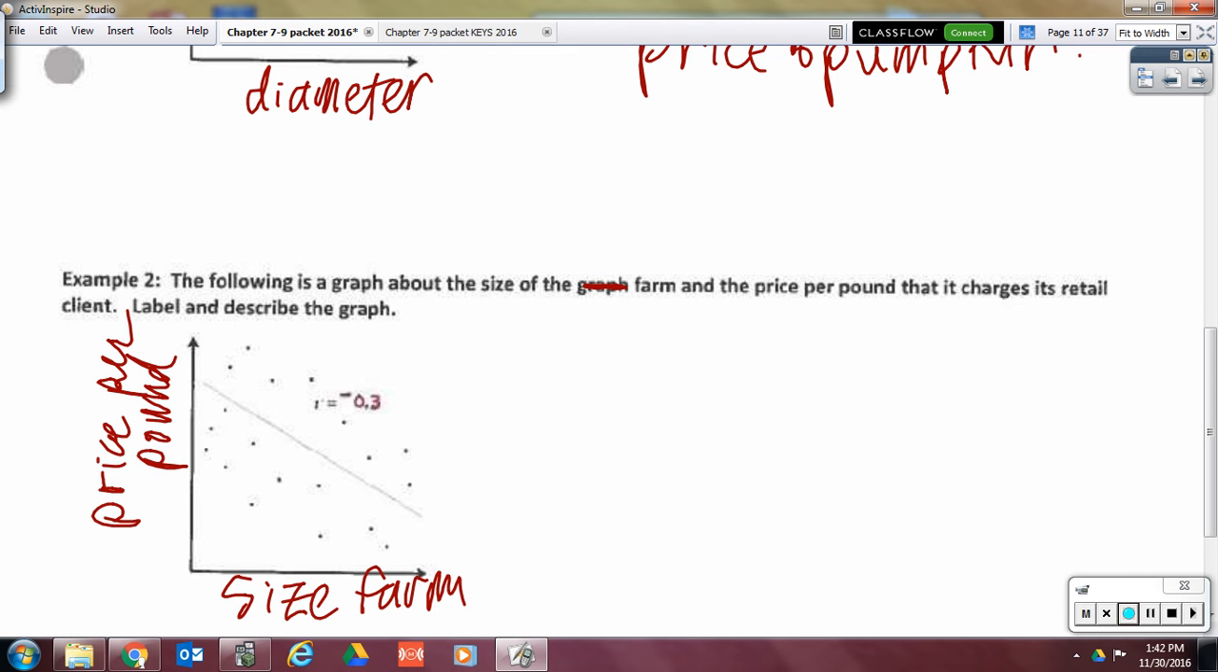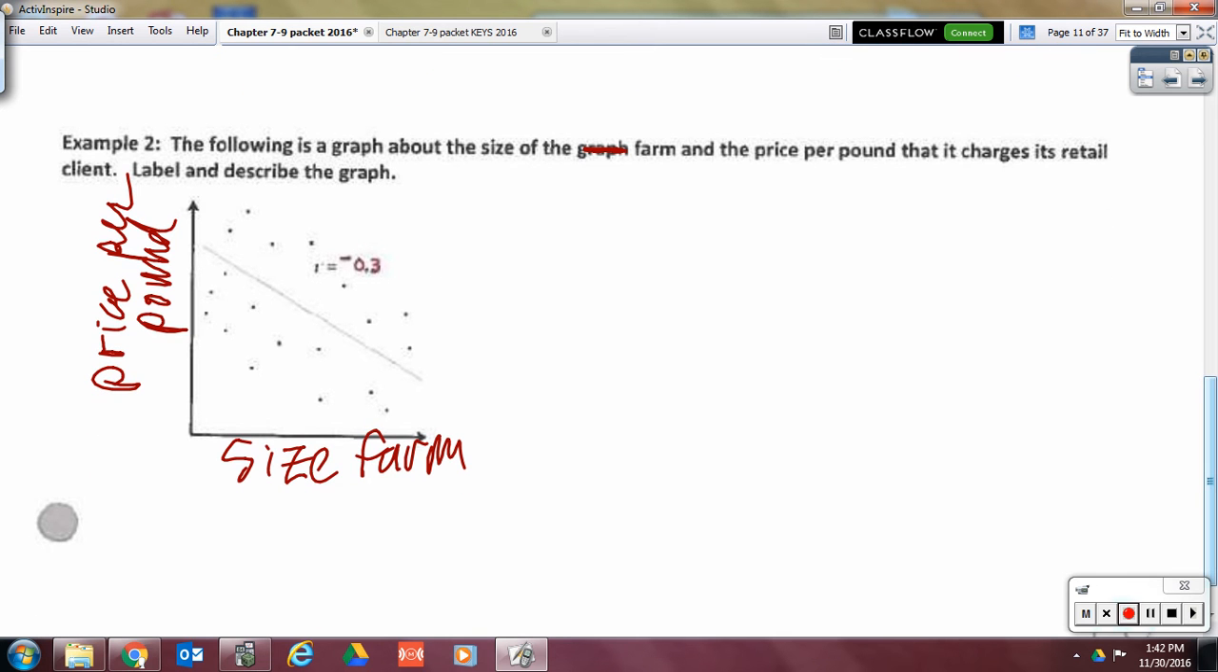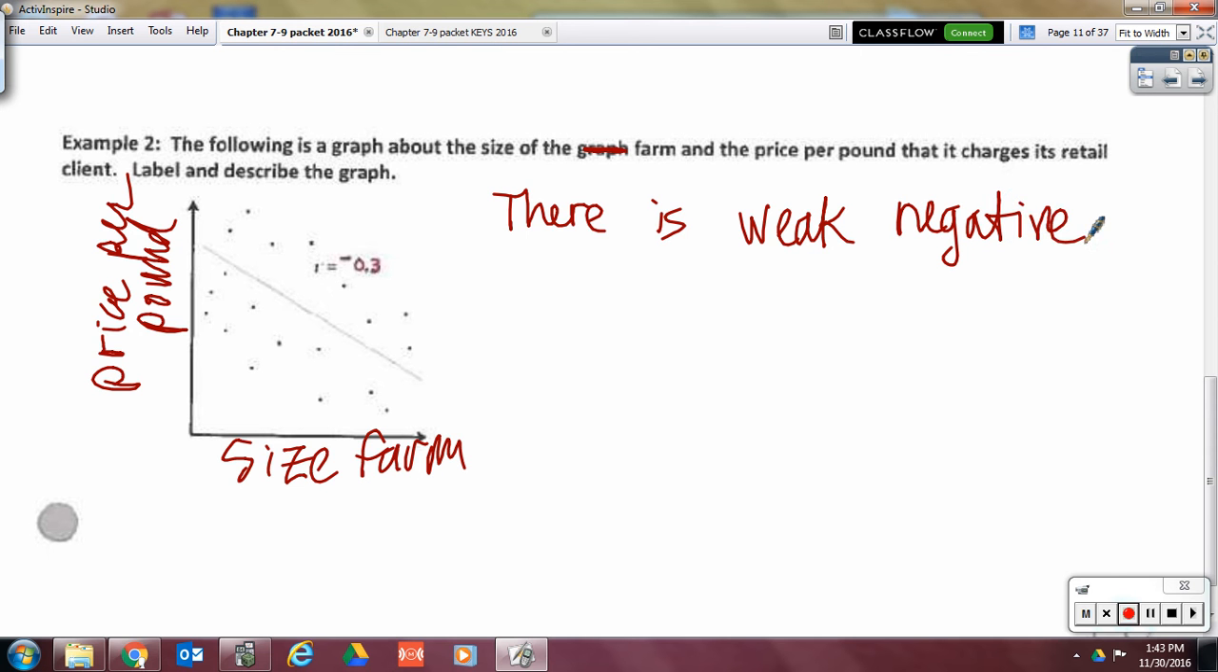Okay. Now this one shows a negative relationship. Do you see how spread out that data is around the line? Do you see how it's pretty not real? Yeah, it's weak. It's negative 0.3. Do you see R is negative 0.3? So there is a what? Weak. Yep. And then direction? Negative. Okay. And then linear. Positive or negative? Linear.